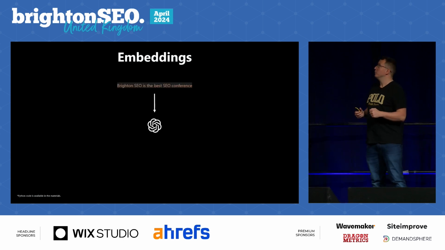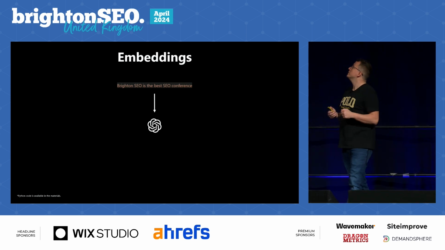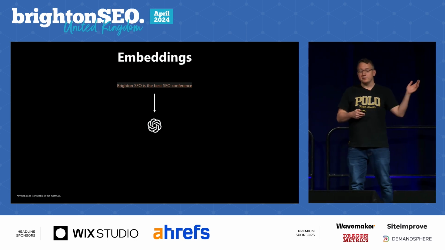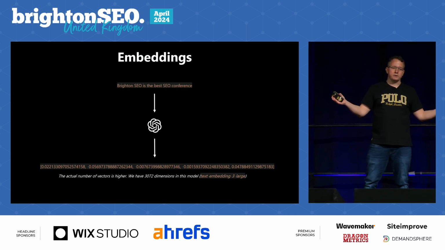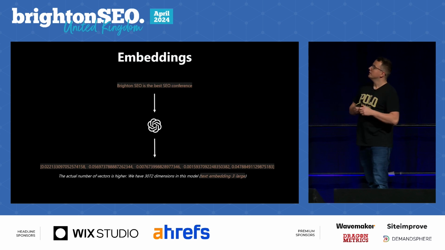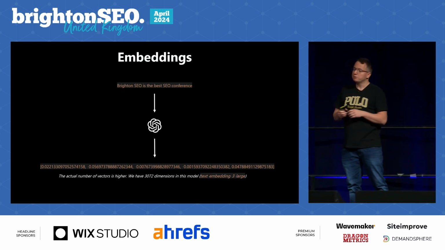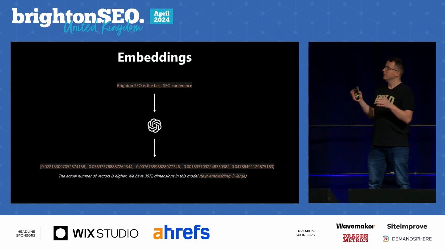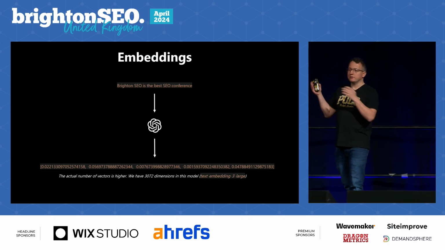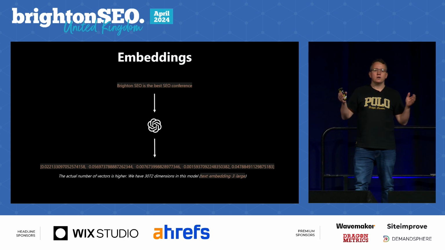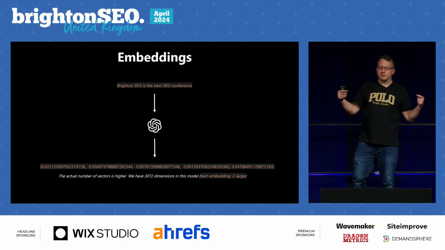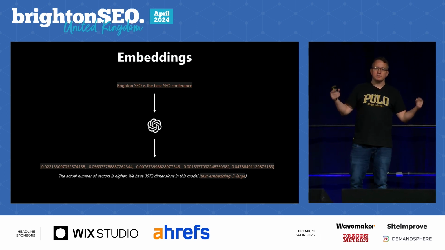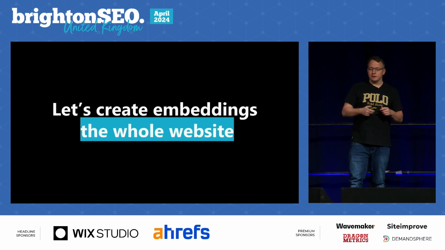So this is an example. I have a sentence, "brightonSEO is the best conference maybe in the world," and I transform it into vectors. Now I have numbers. This particular language model, text-embedding-3-large from OpenAI, has 3,000 different dimensions, which means that this sentence has 3,000 different contexts and meanings in this model. So I not only have numbers from the sentence, I also have 3,000 different meanings for that sentence, and I can use it for topic modeling.